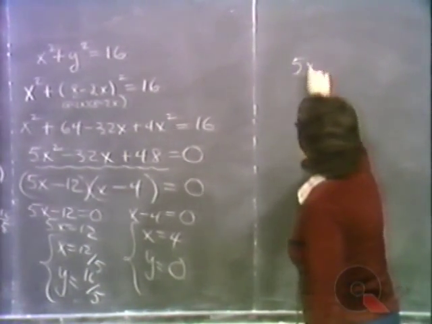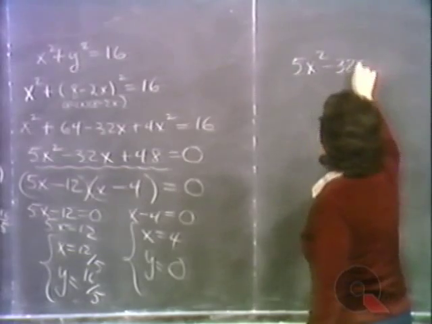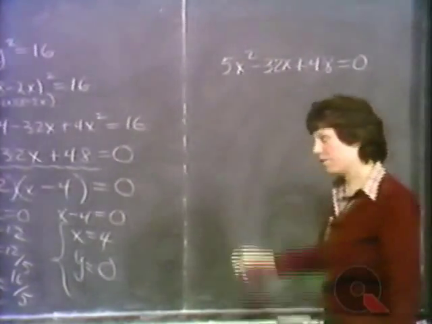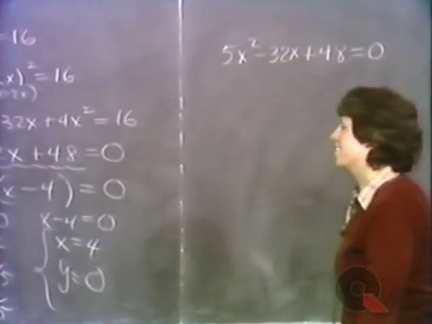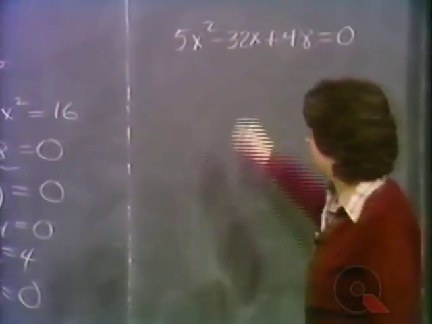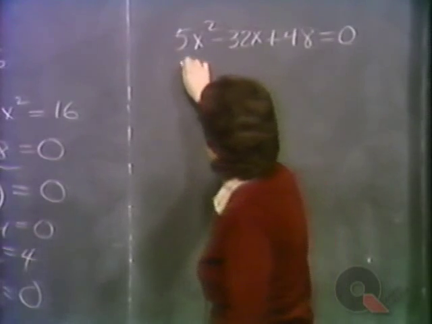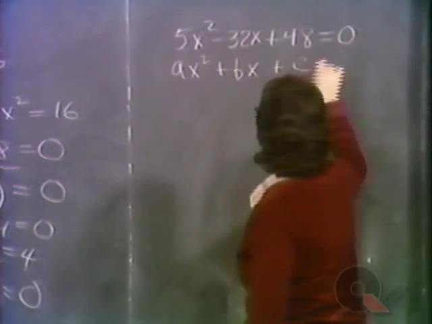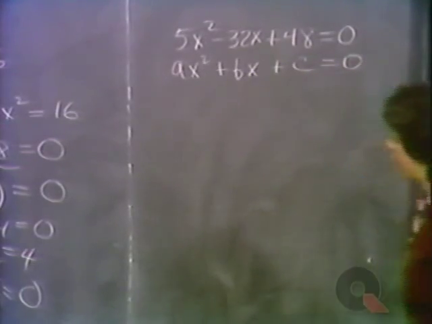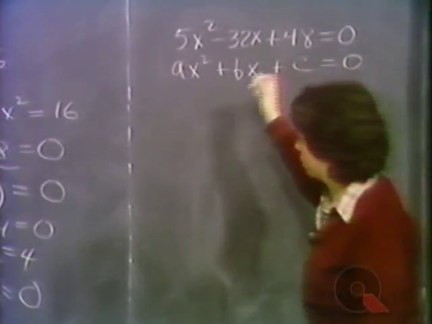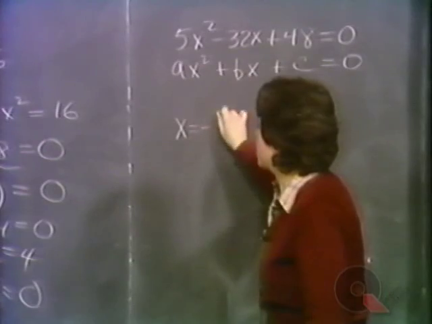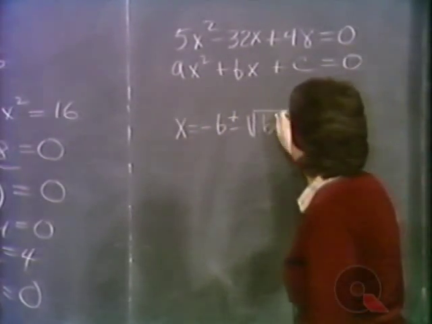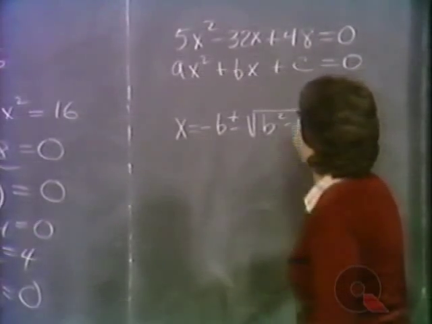Okay, it was 5x squared minus 32x plus 48 equals 0. Let's say your factoring is really not in the best possible shape, and you would still like to solve the system of equations, so you need to solve this quadratic. ax squared plus bx plus c equals 0. We match it up to that. And the quadratic formula, of course, is that x is equal to minus b plus or minus the square root of b squared minus 4ac over 2a.